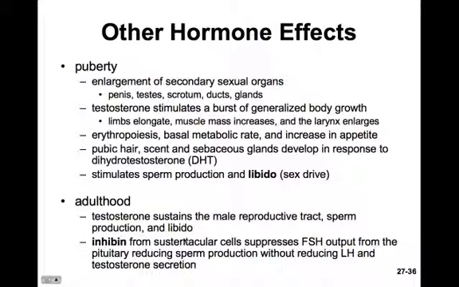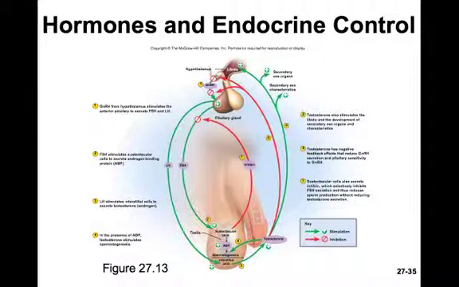Here we'll see another role of a hormone called inhibin. It's secreted by the sustentacular cells, and it acts to suppress FSH output from the pituitary and thus reduces sperm production without reducing LH, which allows the continued secretion of testosterone. We can see this when we go back a slide and look at this figure.